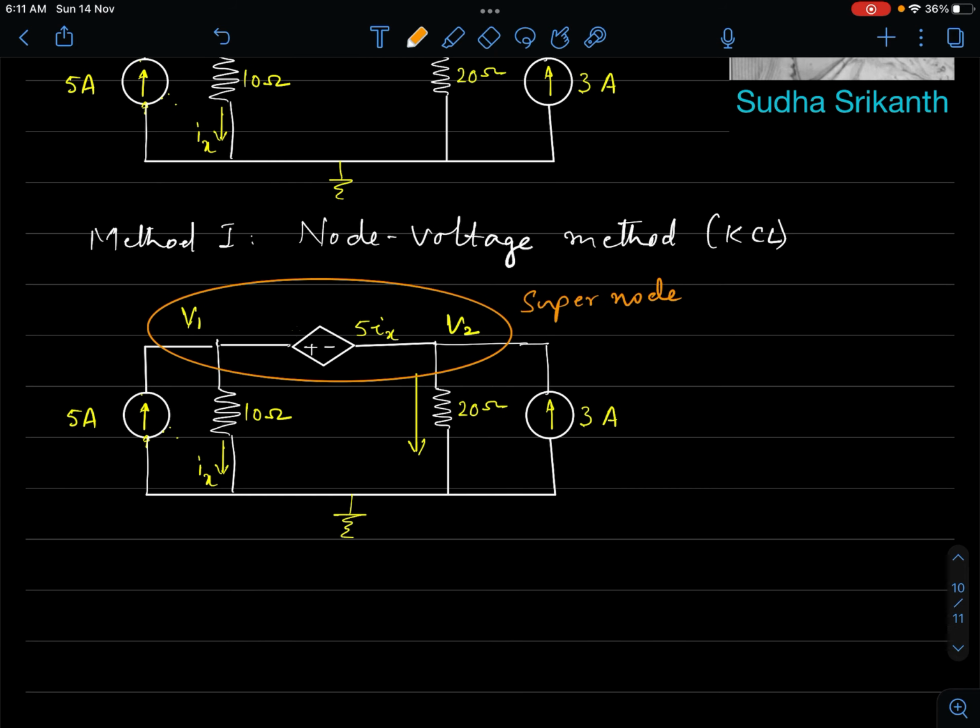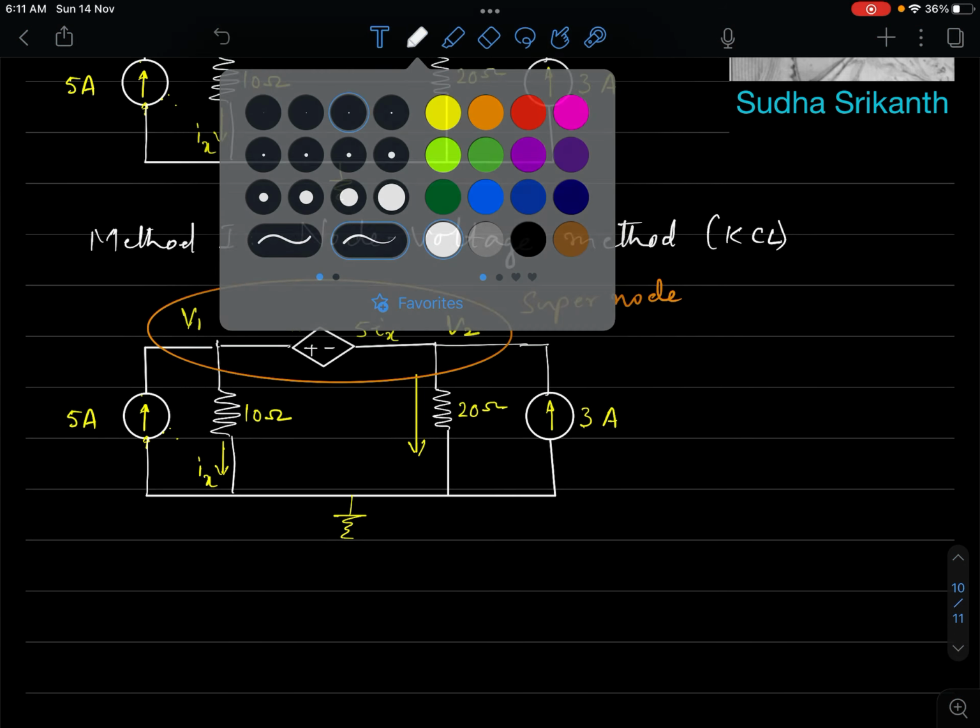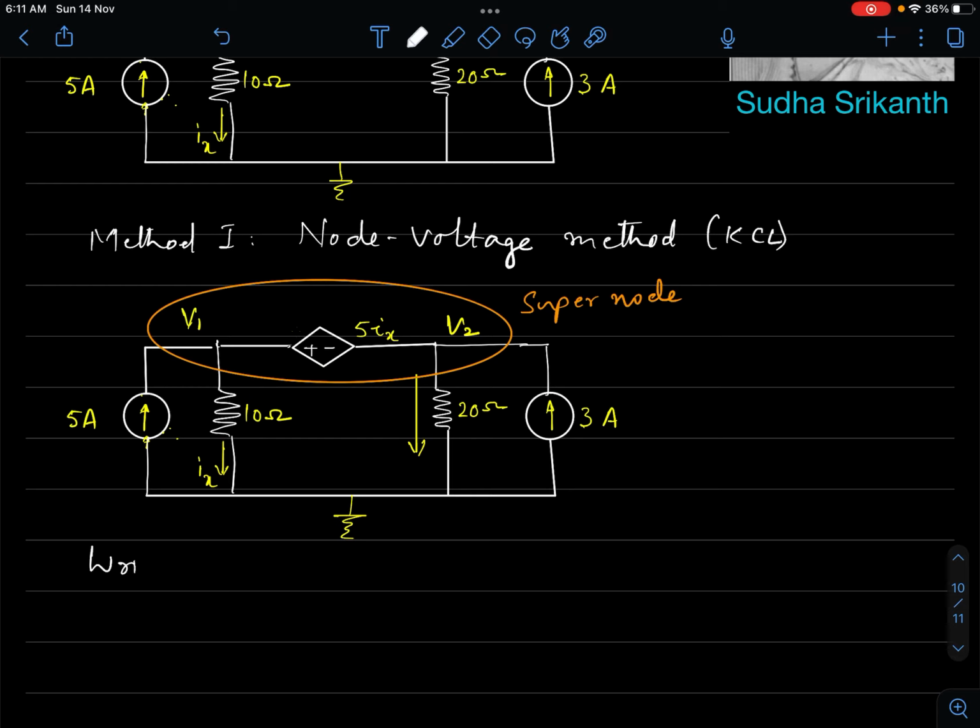We'll try to apply KCL to the super node. Okay, writing the KCL equation to the super node.